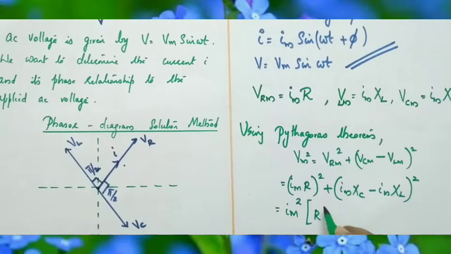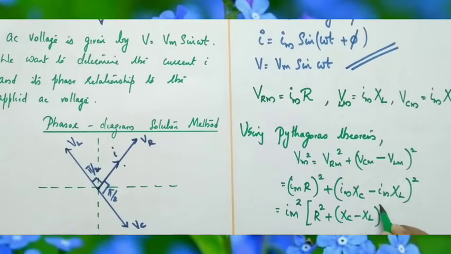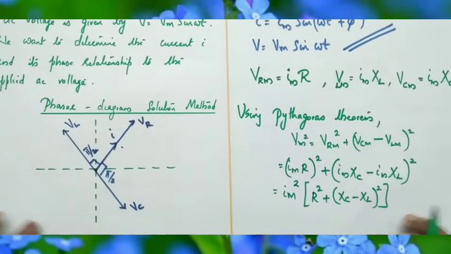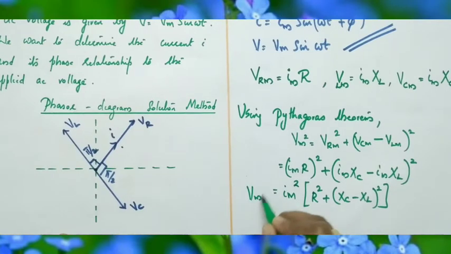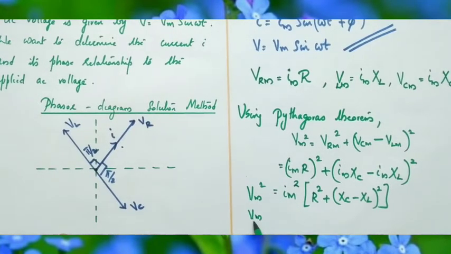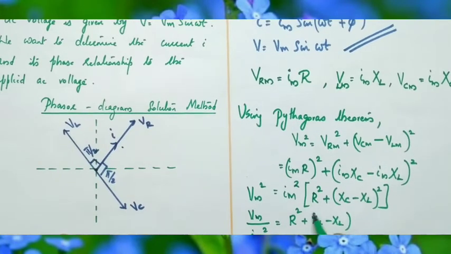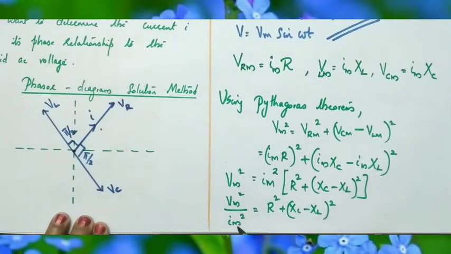Here it becomes R square plus (Xc minus Xl) the whole square. So, Vm square equals Im square into R square plus (Xc minus Xl) the whole square. Now, Vm square divided by Im square equals R square plus (Xc minus Xl) the whole square. What is this Vm square divided by Im square? The peak value of voltage divided by the peak value of current.